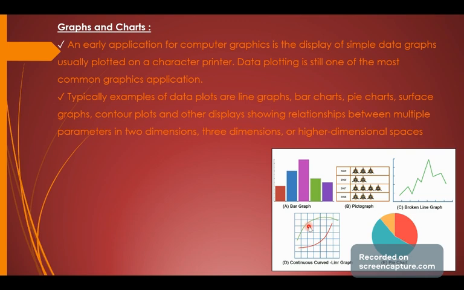An early application for computer graphics is the display of simple data graphs usually plotted on a character printer. Data plotting is still one of the most common graphics applications. Typical examples of data plots are line graphs, bar charts, pie charts, surface graphs, contour plots, and other displays showing relationships between multiple parameters in 2 dimensions, 3 dimensions, or higher dimensional spaces.